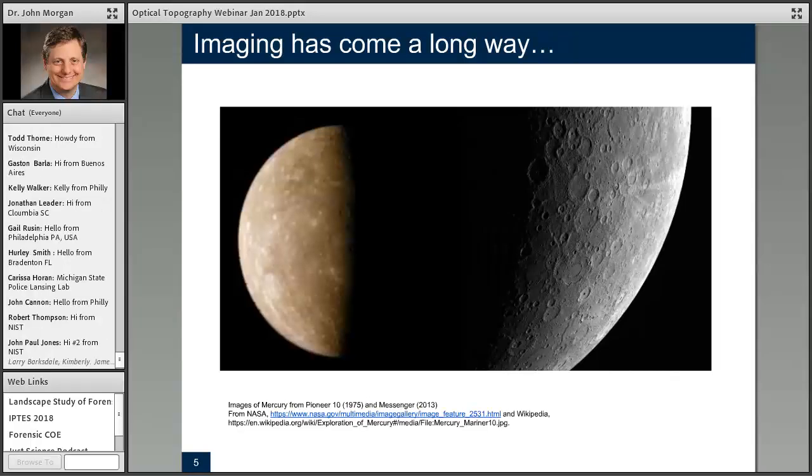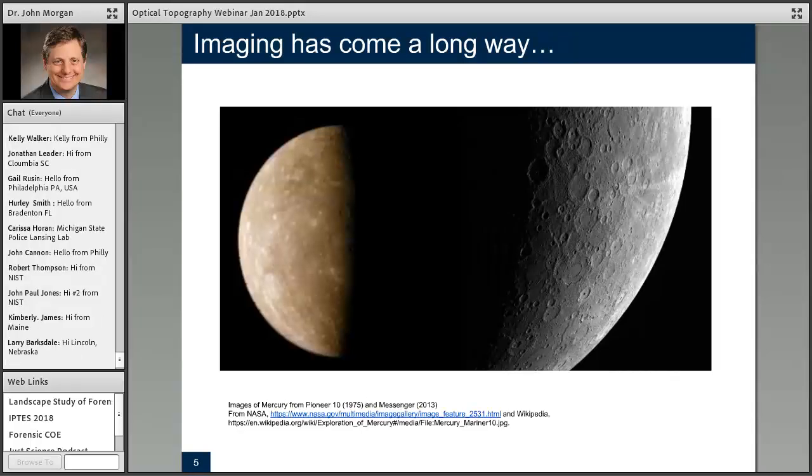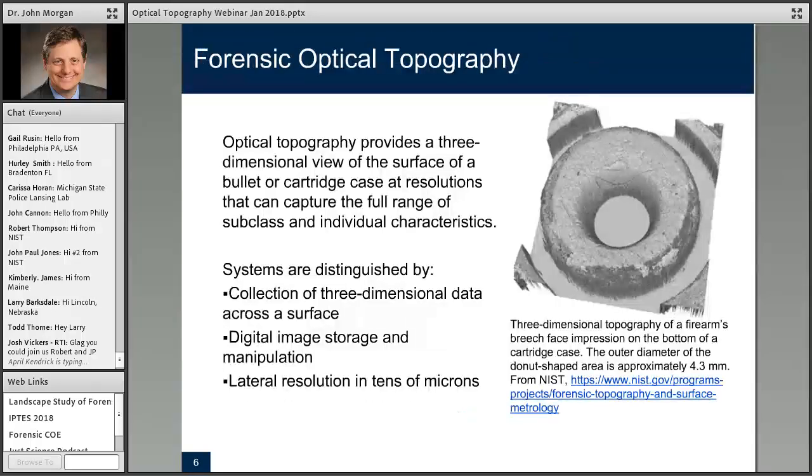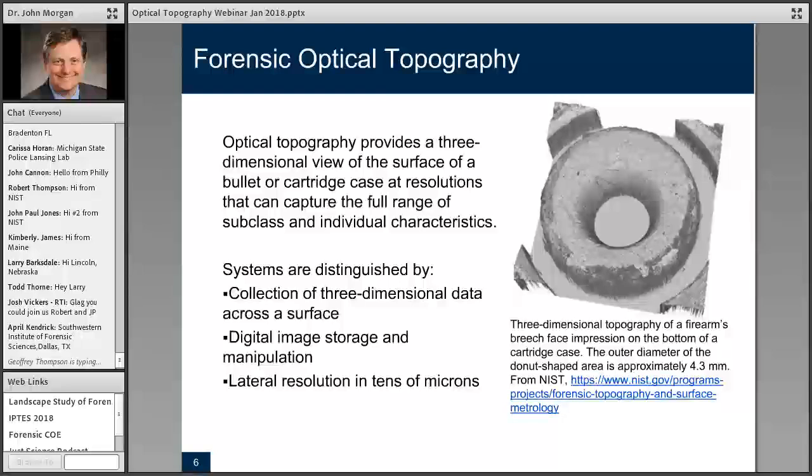This is actually a comparison of images of Mercury from the Pioneer spacecraft on the left in 1975 and the Messenger spacecraft on the right in 2013. It isn't just that the image is better. It's that what you can see in terms of the detail, and if I may say, the topography of Mercury is a very different thing going across those 40 years. And the same thing is true here for optical topography, or microscopy as it might be related to firearms identification. It's a very, very different kind of imaging and level of information that you can use.